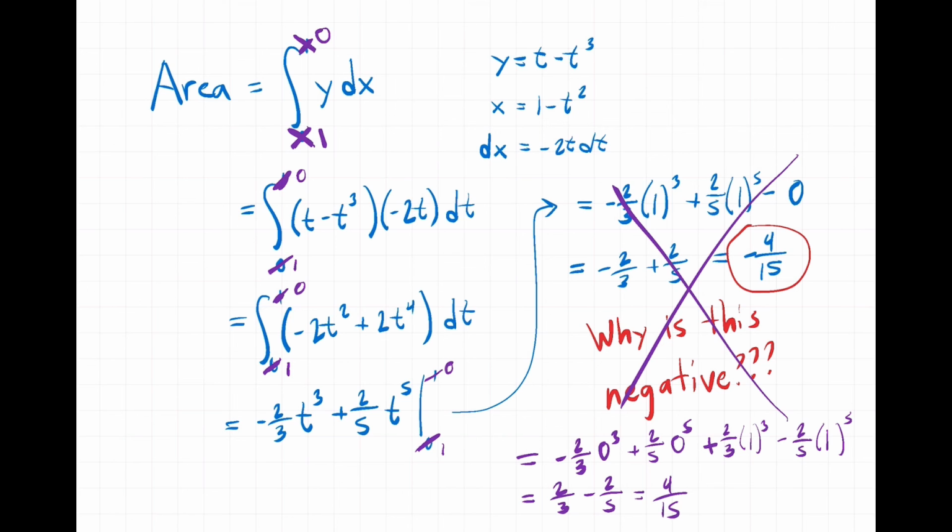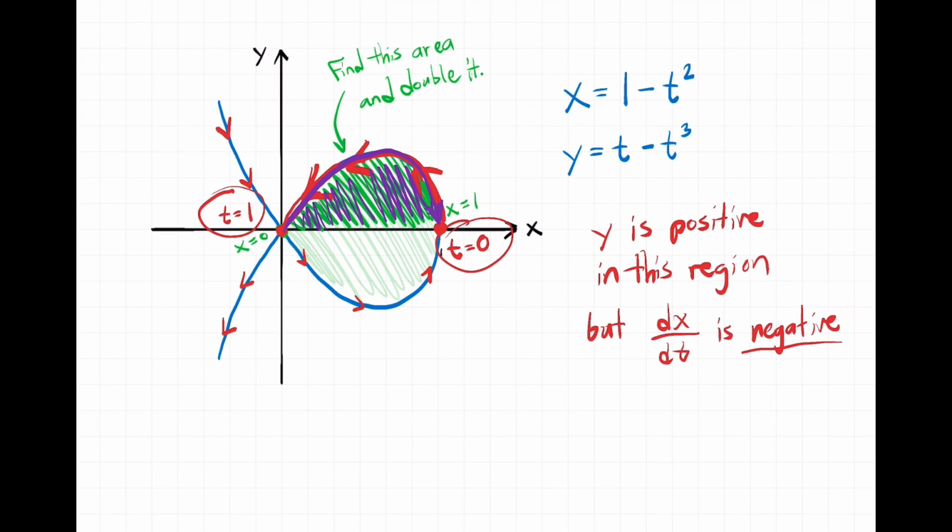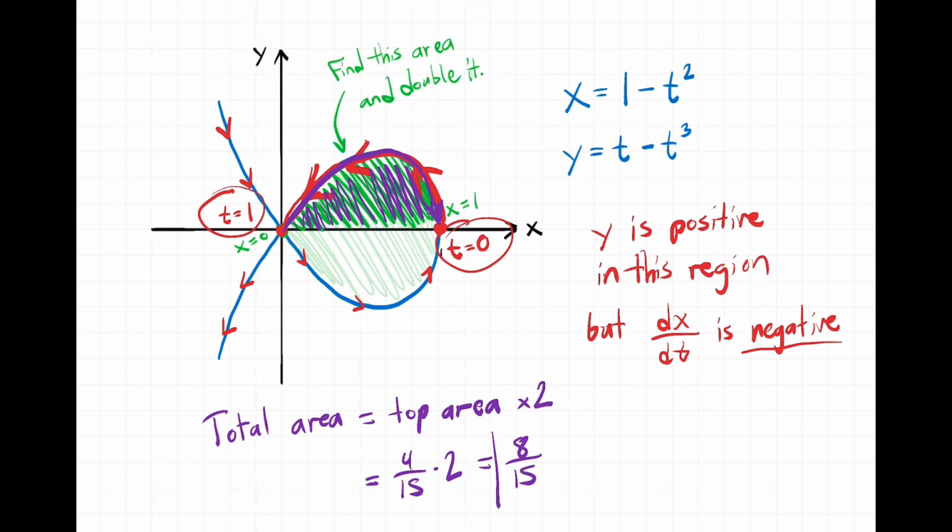So for our final result, let's go back and look at our graph one more time. For the total area, that's going to be the top area, the area of the top half of that curve, times 2. And our top area is 4/15. Multiplied by 2, that gives us 8/15. And that is the total area of this loop, the whole area of the whole thing. So there we go. 8/15 is our answer.